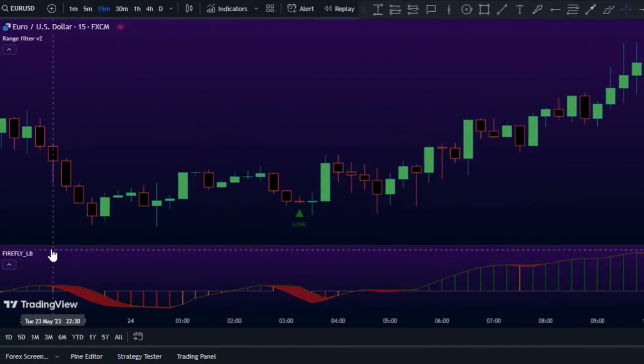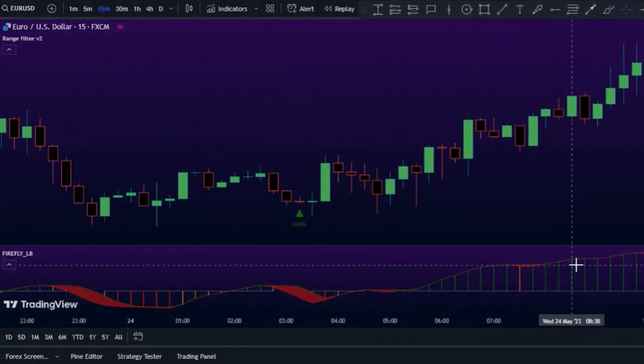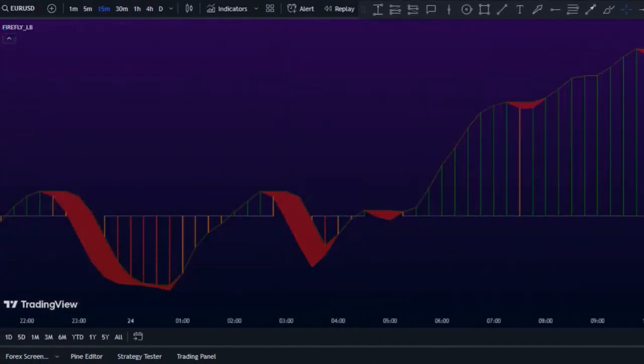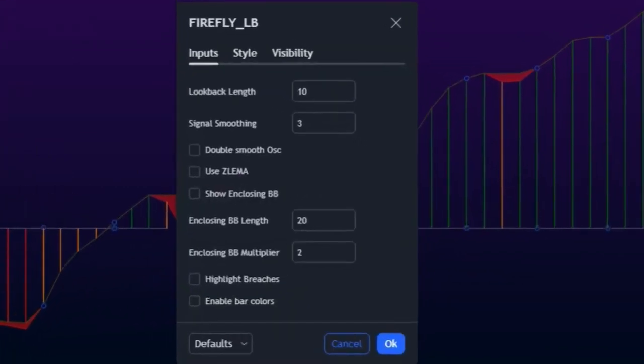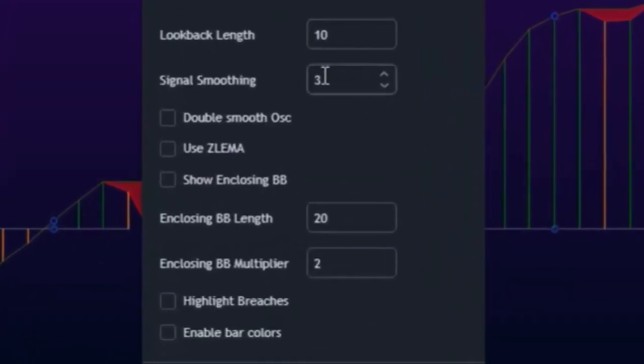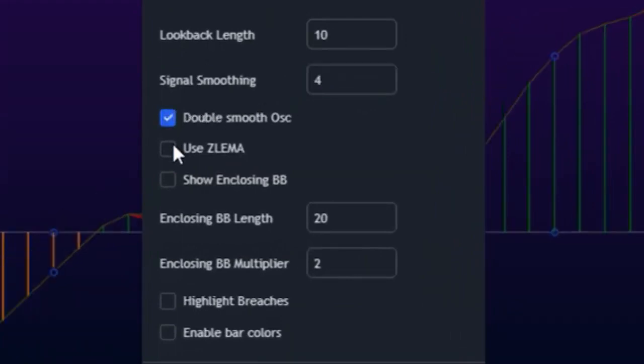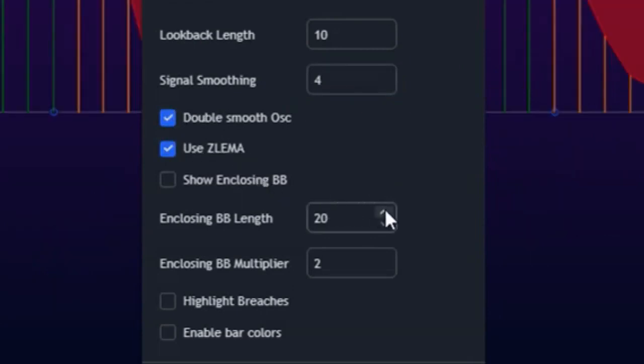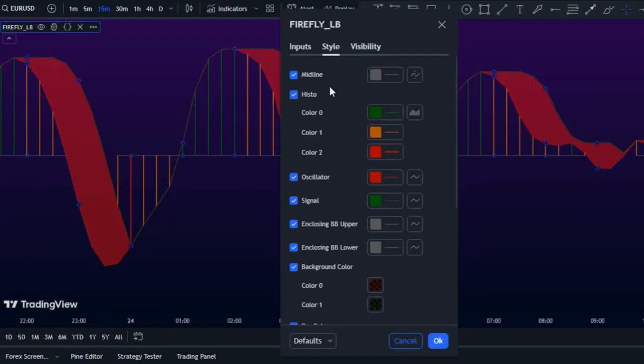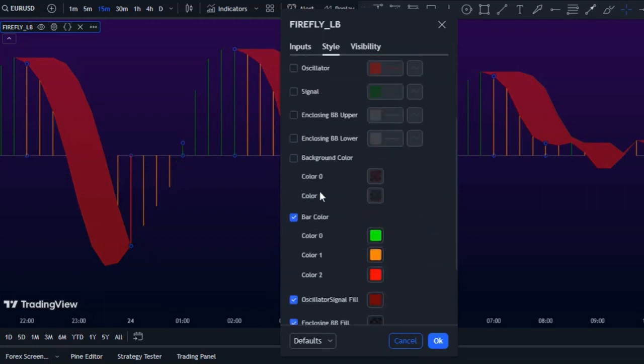Before using the oscillator though, we need to calibrate it to match our first indicator. To do that, set the signal smoothing to 4 in the Firefly Oscillator settings. Then toggle the double smooth and use ZLEMA options on. Next, put 21 for the enclosing BB length and 3 for the enclosing BB multiplier. Under the Style tab, turn off everything except middle line and histo and configure those 2 options like I have in this video.